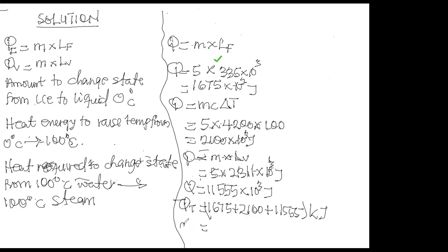I had 15,330 kilojoules. Exactly. This is the total heat energy required to change ice at 0 degrees Celsius to vapor at 100 degrees Celsius. Please, any question?